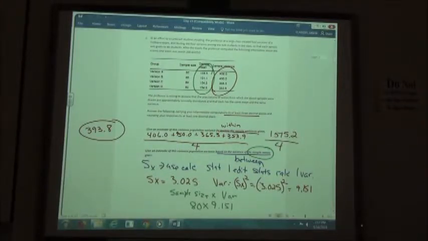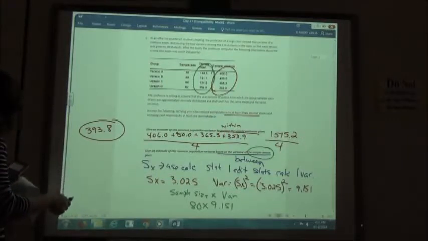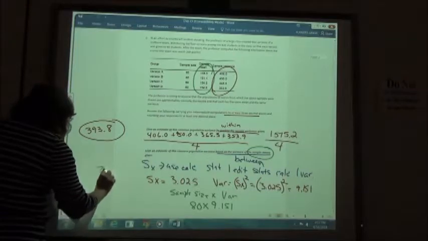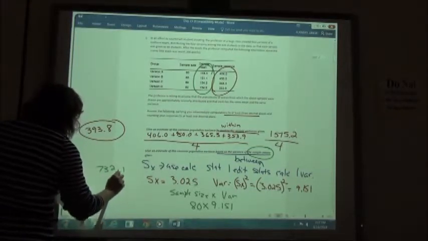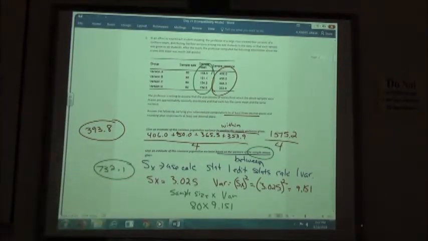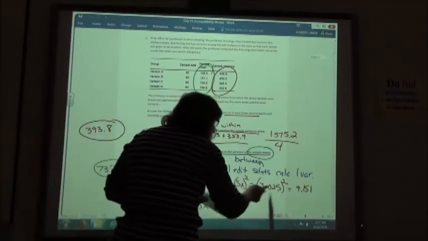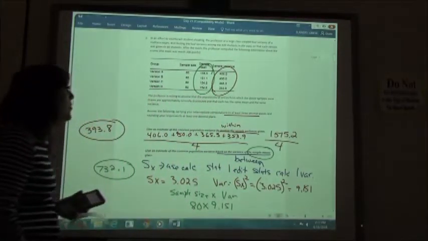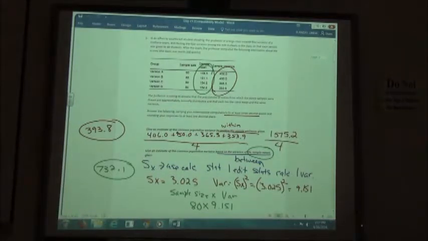So 80 times 9.151 gives me, rounding off to 1 decimal place, 732.1. Again, you may get slightly different answers depending on how far you carry your numbers off. If you round it to 3 decimal places, or if you leave it 4 or 5 decimal places, you may get a slightly different answer. And on Alex, it knows that, so that'll be okay if you do that.